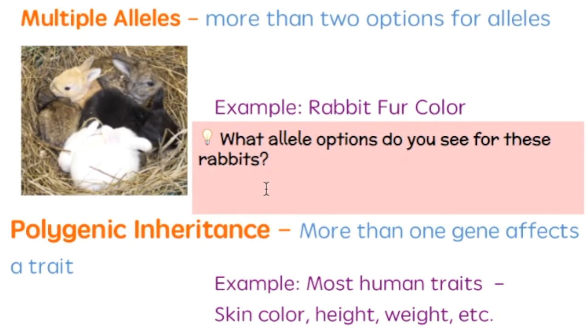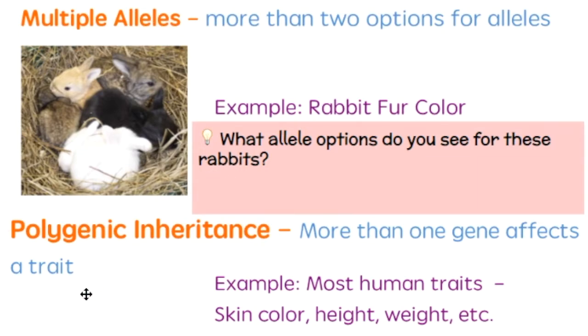But to give you the eye color example, you can have blue eyes, green eyes, you can have brown eyes, you can have hazel eyes. So it's not just brown or blue, there is more than one choice available. So that would be multiple alleles. Those are the choices for those genes.